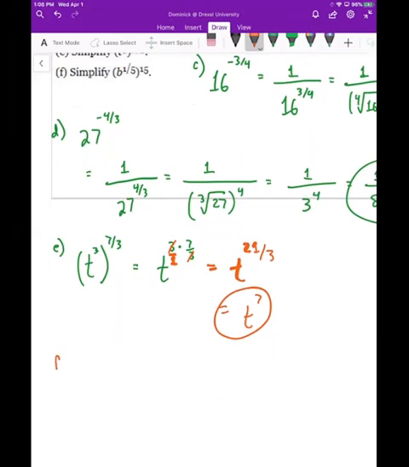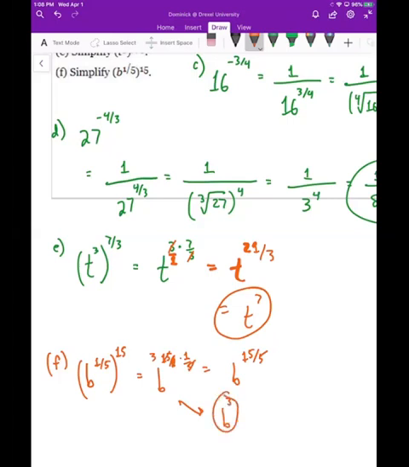All right, and finally in part F, we want to simplify b to the 1/5, to the 15th. And of course, if we use our power to a power rule, we just need to multiply 15 times 1/5. Either way you do this, you could say this is 15/5, or you could cancel out the 5 with the 15 and make it a 3. Either way, you're going to get b to the 3rd here. All right, so that's simplifying a couple of those exponents.